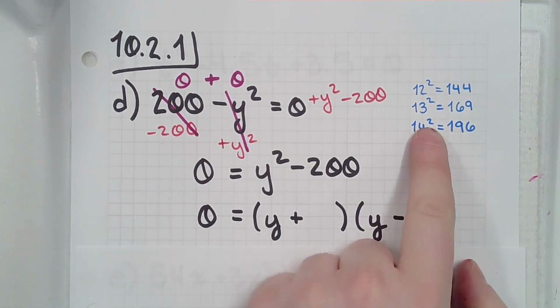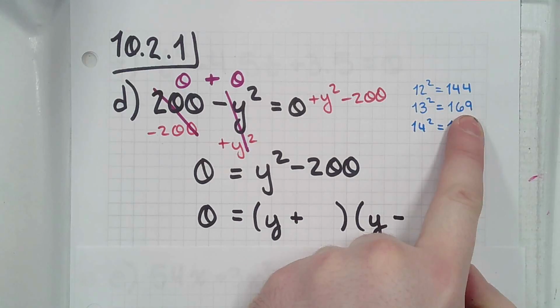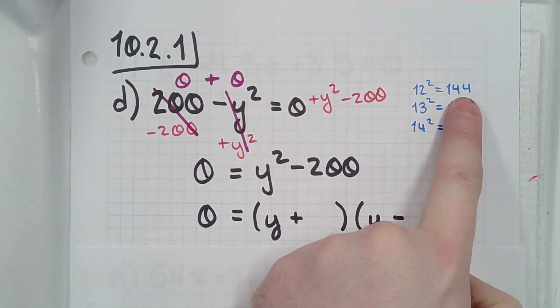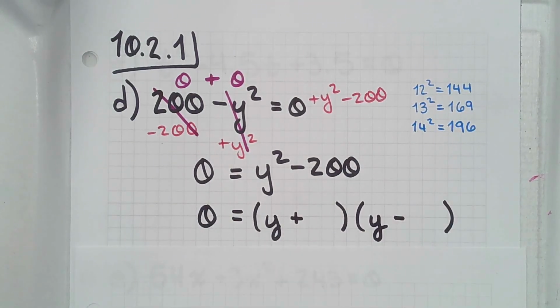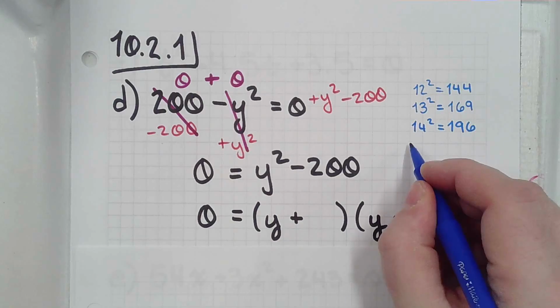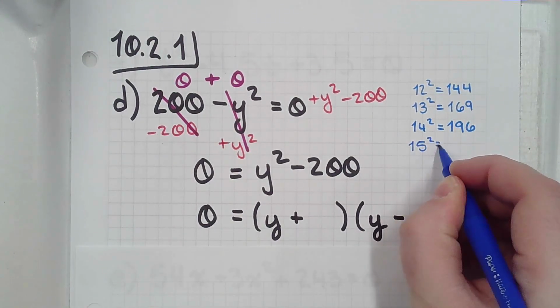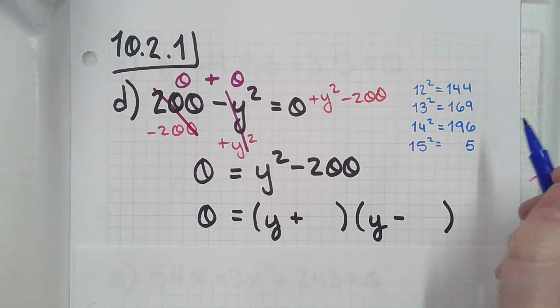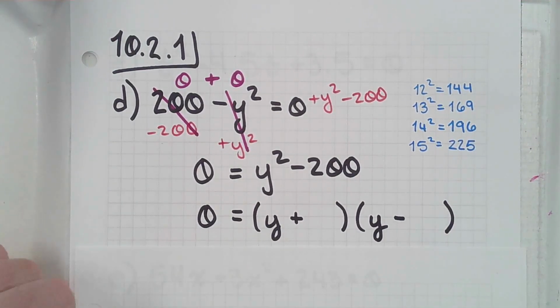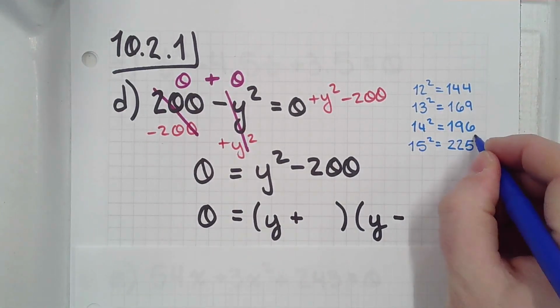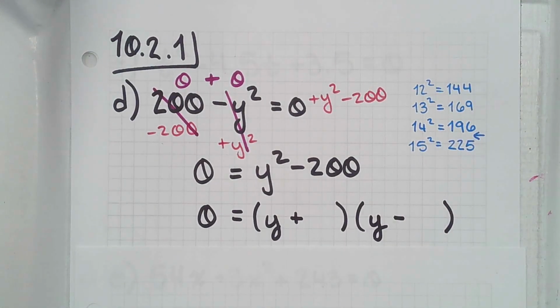And you can tell that it'll end in a 9 here because 3 times 3 is 9. You can tell this ends in a 4 because 2 times 2 is 4. You can tell this ends in a 6 because 4 times 4 is 16. So that doesn't work. And of course, 15 is too big, and it will also end in a 5. It's actually 225. So it's got to be somewhere between 14 and 15. It's not a nice number.